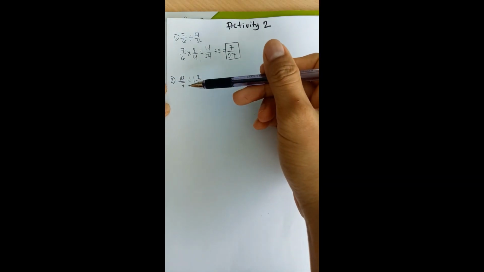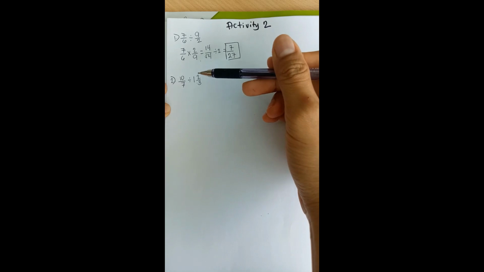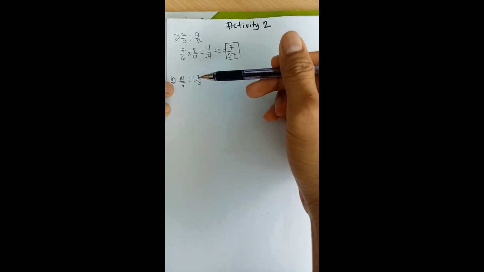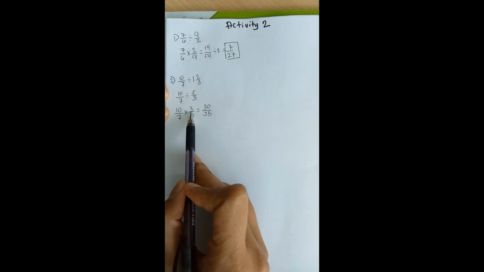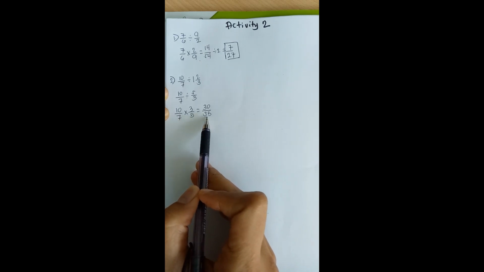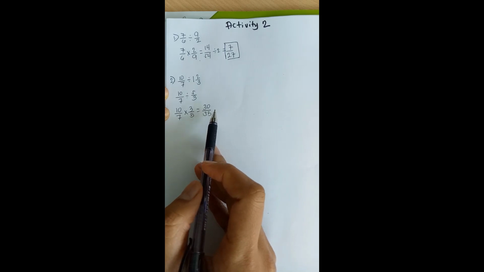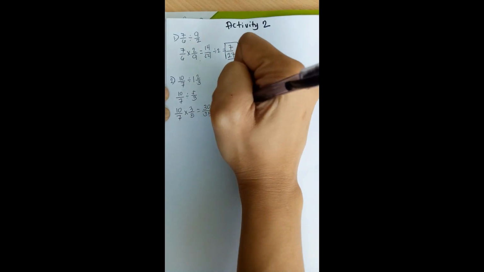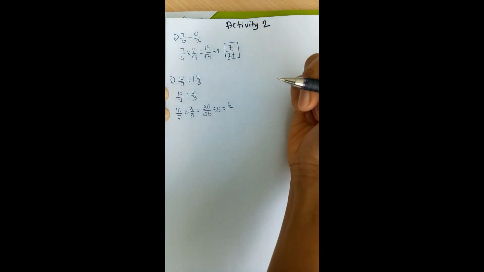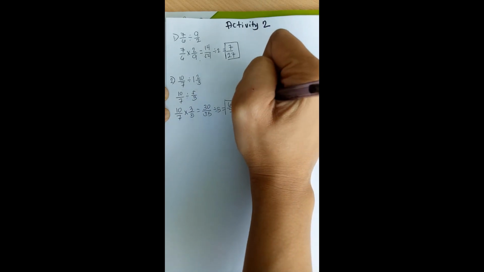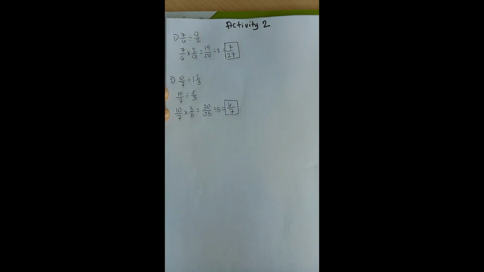Next problem, 10/7 divided by 1 2/3. Convert your mixed fraction to an improper fraction. Then flip one of the fractions and change the sign to multiplication. Multiply numerators and denominators. So 10 times 3, 30, 7 times 5, 35. Now check this answer. We can still simplify this by using 5. 30 divided by 5 equals 6. 35 divided by 5 equals 7. Therefore, this is our final simplified answer.